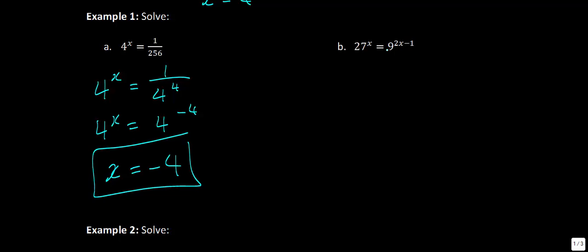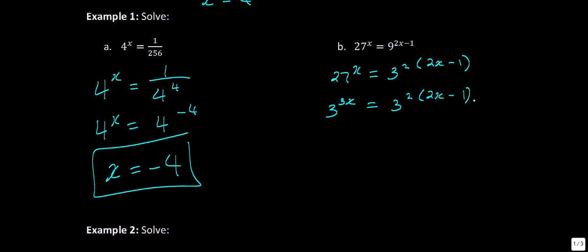All right, so let's attack the 9 first. I'm just going to leave 27 to the power of x like it is. Just like I said, 3 squared is 9. So I'm going to write this as 3 squared, and then this is still to the power of 2x minus 1. All right, I'm going to do the same thing over here. 27 is the same thing as 3 cubed. Okay, so we have 3 to the 3x now is equal to 3 squared, bracket 2x minus 1, just like so.